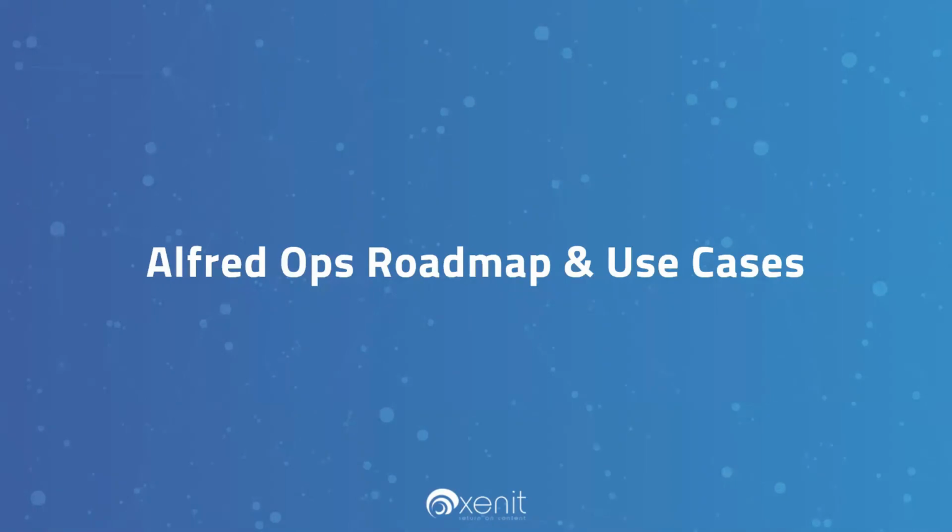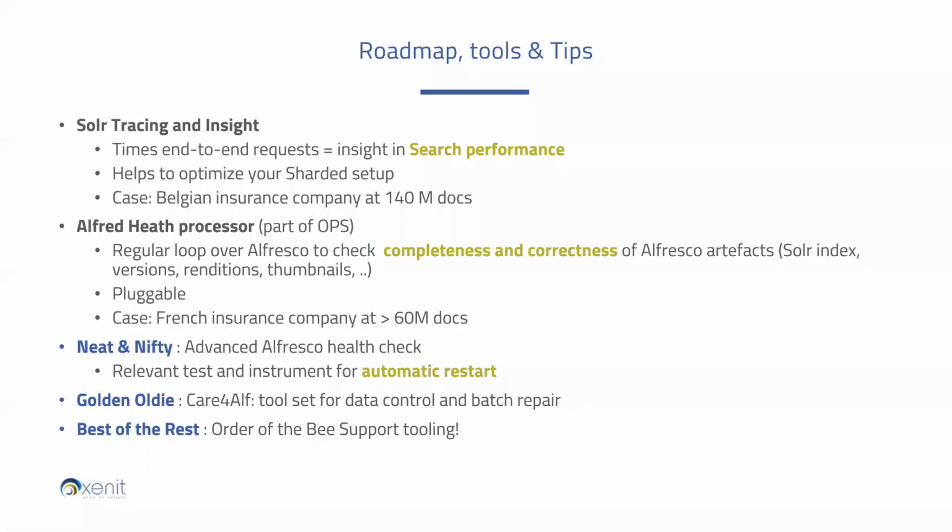Now, as I said, it's a never-ending story. It's a continuous process. So we have some stuff on the roadmap and some use cases that I would like to explain. Let's look at 4 things that we have on our roadmaps on tools and tricks.